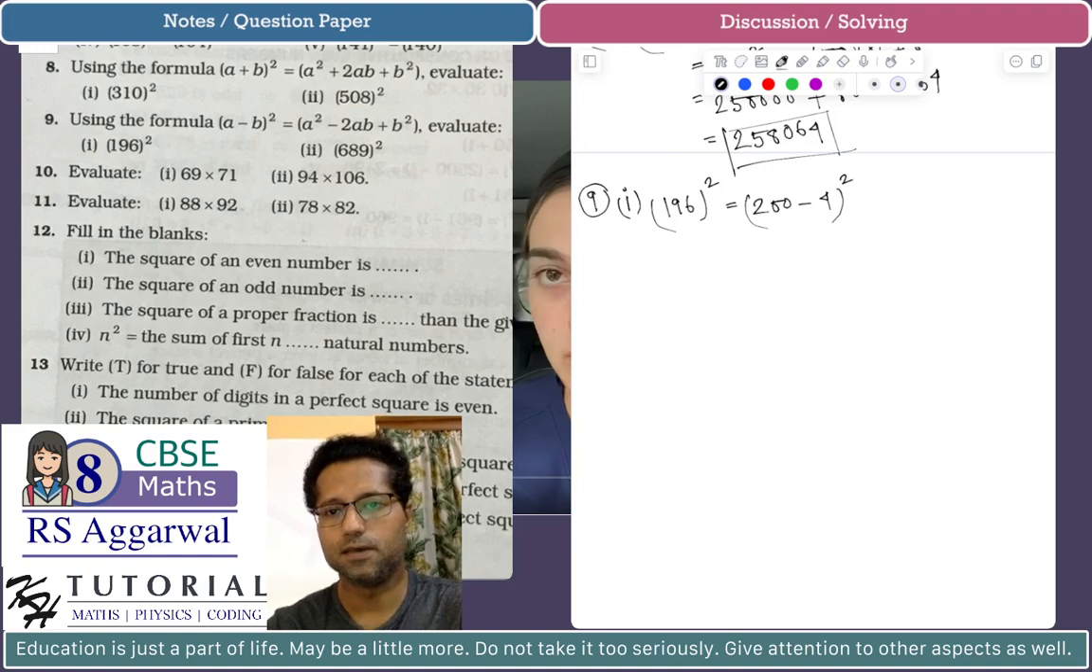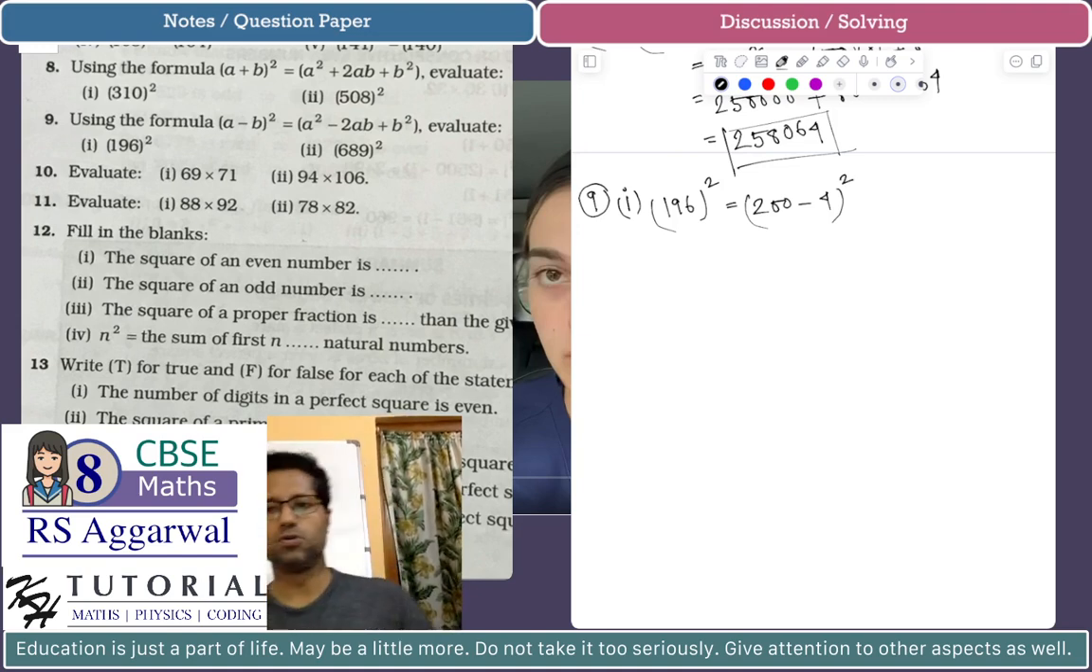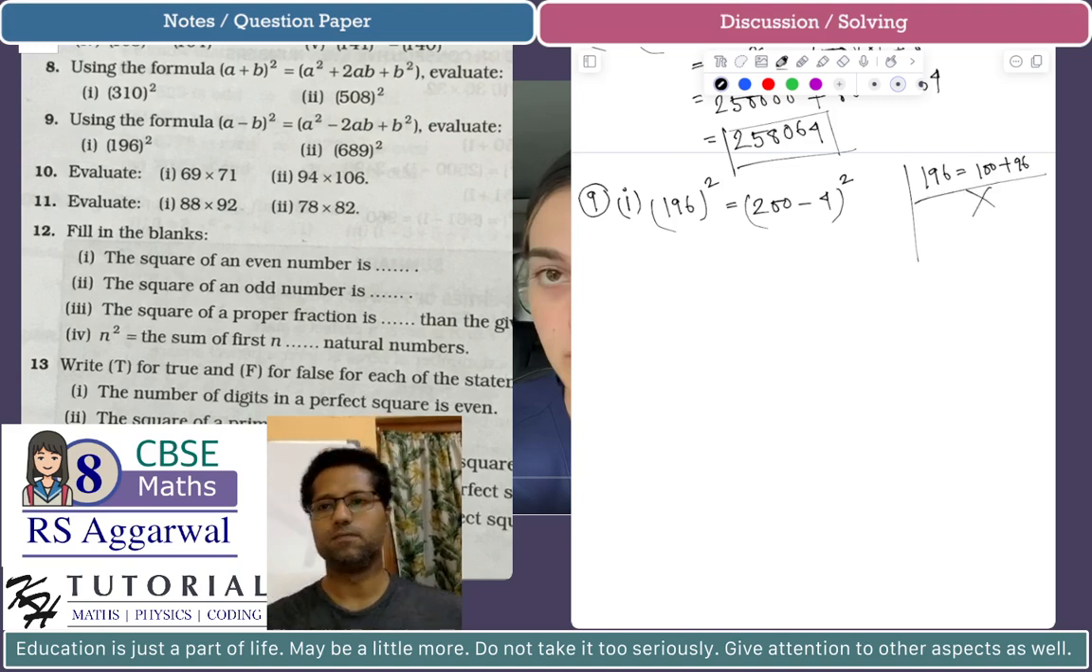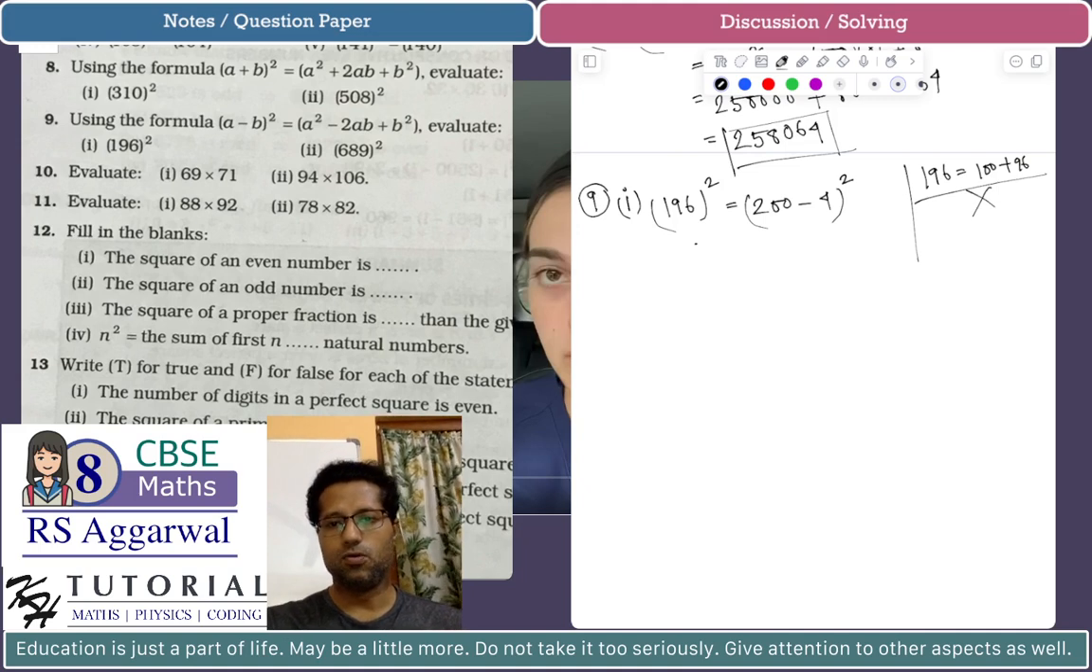Please do not express 196 as 100 plus 96. This is a really bogus choice. 100 is fine, but squaring 96 is difficult. Not difficult, I mean it will be time consuming. So I know (200 minus 4) whole square is of the form (a minus b) square.